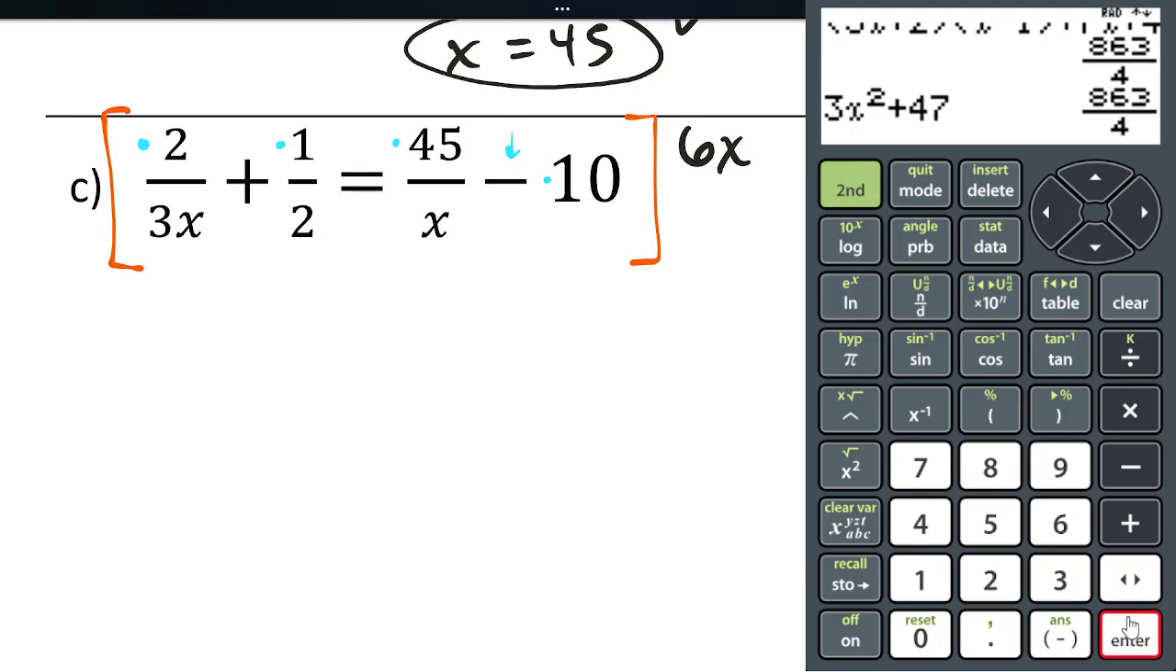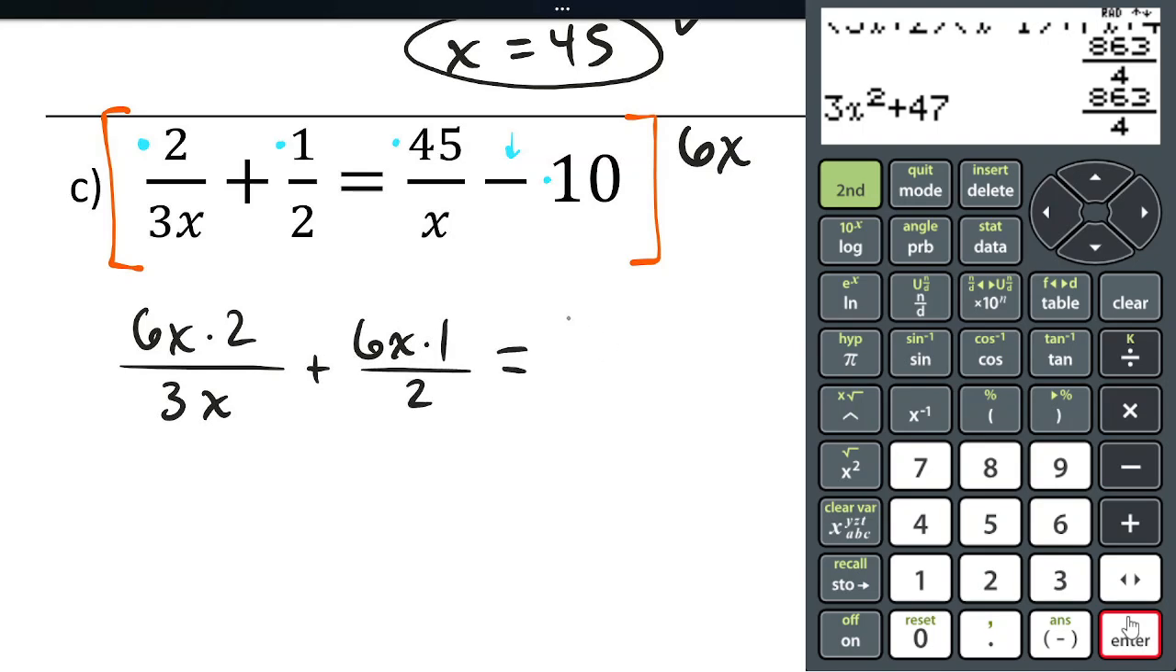I'm going to write it out. So I'm going to write 6 times x times 2 divided by 3x plus 6 times x times 1 divided by 2. On the other side, that's going to equal 6 times x times 45 over x, and then minus 6 times x times the number 10. Okay, so now let's recognize that there's some ones here that we can get rid of. This was a nice clean number 1, right? X over X is gone.